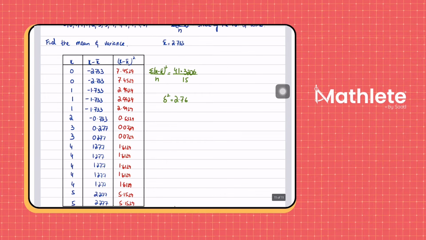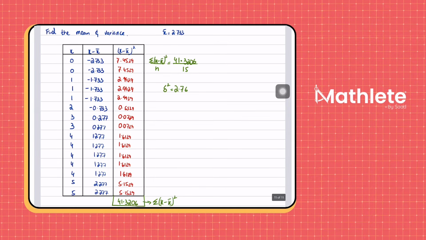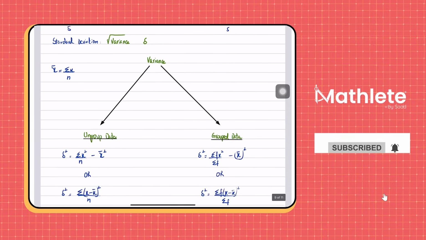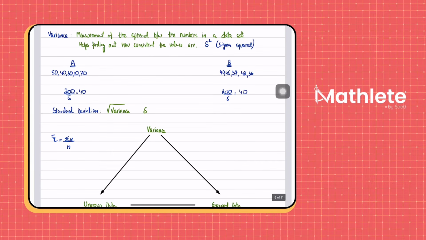Before we do how to calculate the variance of grouped data, first let's summarize what we have done. So first of all, what is variance? Variance is a measurement of the spread between the numbers in a data. In simple terms, it helps you find out how consistent the values are. What's better, the higher the variance or the lower the variance? Yeah, the lower it is, the better it is, because the lower it is means that the closer your values are to one another.